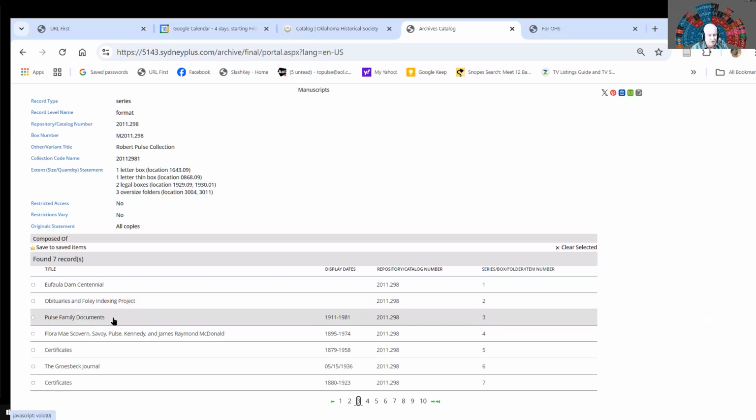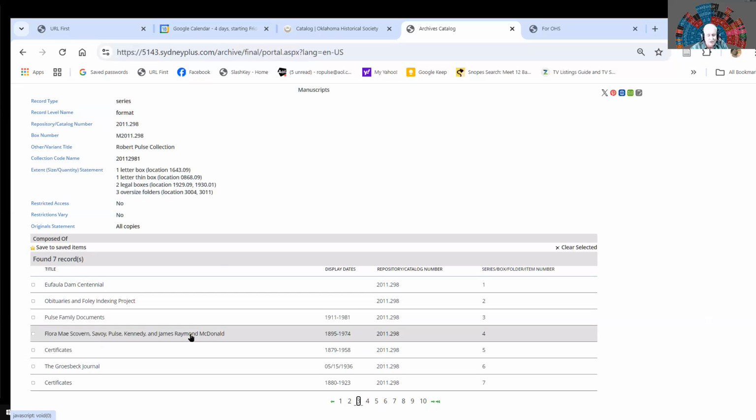Here's the Pulse family documents. Here's Flora May Scovern, Savory, Pulse, Kennedy, and James Raymond McDonald. James Raymond McDonald is interesting because he's on my wife's side of the family, and he spent a lot of time in Antarctica. There are 3 or 4 letters, or not letters, but house organs from Antarctica in this box. He has school pictures.